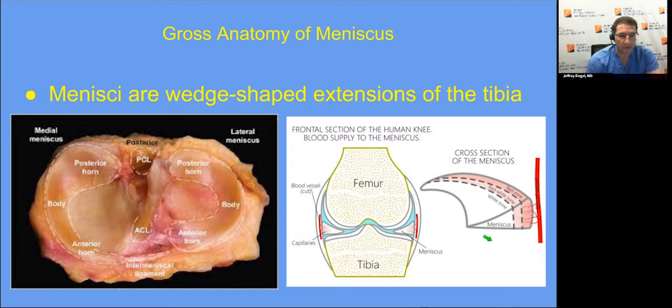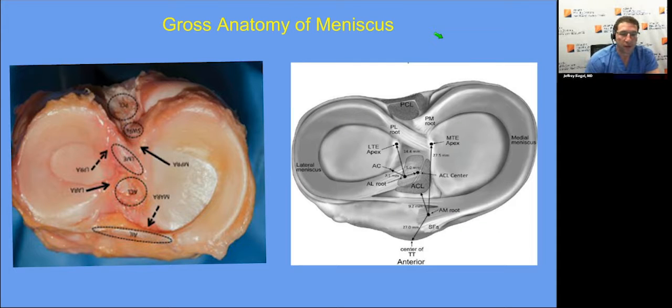The menisci are wedge-shaped on cross-section, so on MRI and imaging, like you see on the image all the way over here on the right, you'll see the triangular pattern in MRIs that we'll look for to assess the meniscus. On the superior surface, they are a little more concave than this picture demonstrates, and that's to match the contour of the femoral condyle.